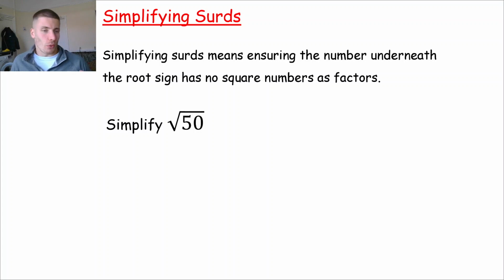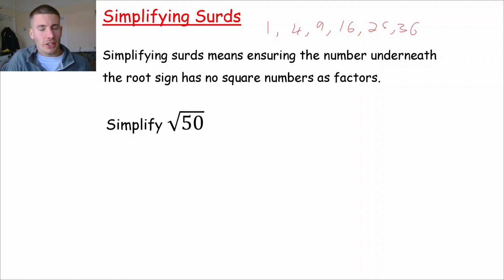Okay, simplifying surds. What is it all about? Simplifying surds basically just means that the number underneath the root sign has no square numbers as factors. So importantly, write the square numbers. Let's make a note of the first few of them. We've got 1, 4, 9, 16, 25, 36. That should be fine for the time being.